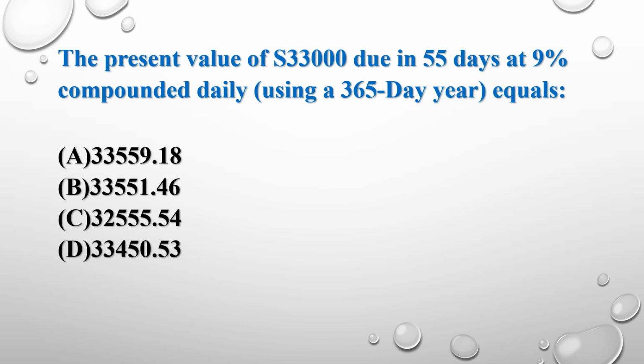The present value of $33,000 due in 55 days at 9% compounded daily, using 365 days a year, equals? So in this example, he's asking you about the present value of this amount, which is $33,000. So this is the future value, and this amount is due after 55 days.